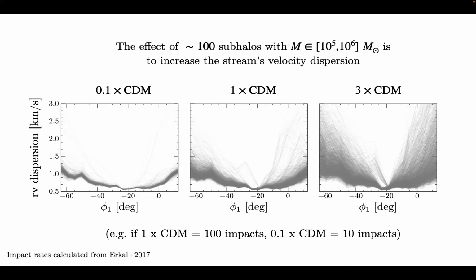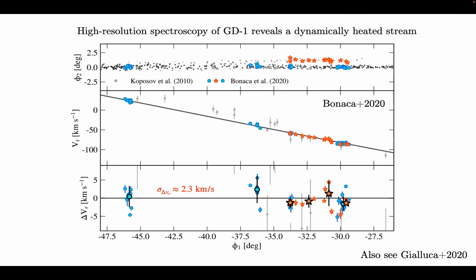So if this is like 100 impacts, this would be 300. And you can just scale up and down the total number and see how the velocity distributions respond. And we can take real data, which is centered at like a 20-degree segment on the left part of the stream here. We're going to use data from MMT.